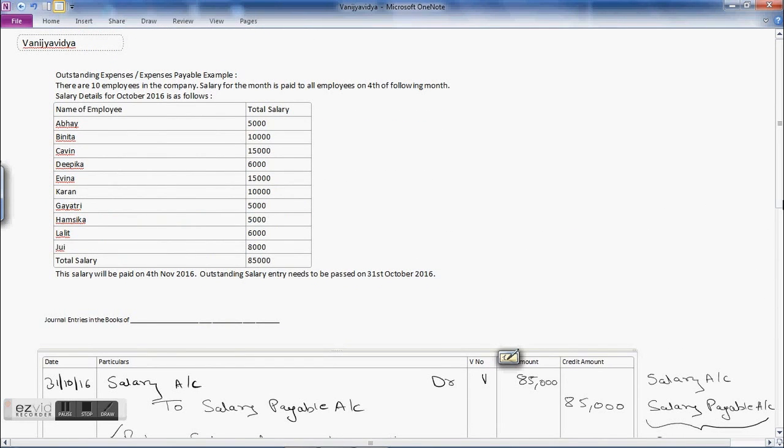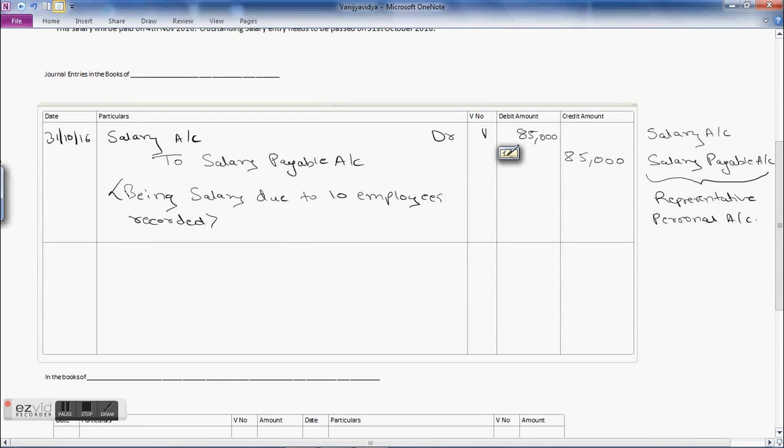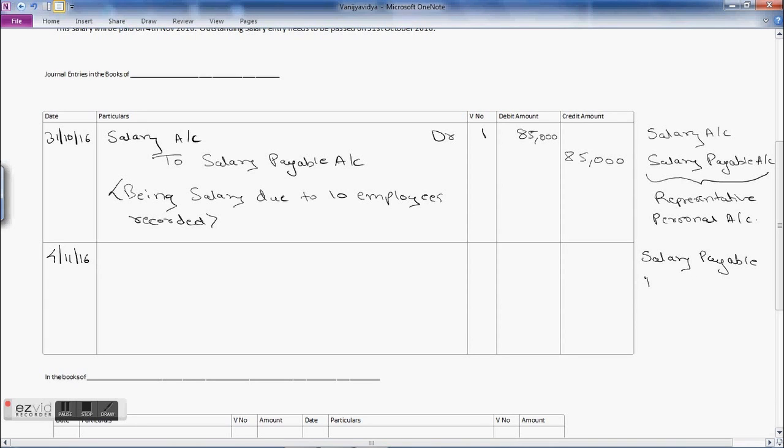Now what is the date? On 4th the salary is paid. Okay, so let's assume that salary is paid through bank account. So 4th November salary is paid, so there will be one more entry on the 4th November. Okay, so what are the accounts that will be affected? See, on 4th November we are paying salary of October, that is salary payable of October. So on the 4th November, one account that will be affected, that is salary payable account. And since we are paying it through bank, the other account affected will be bank account.